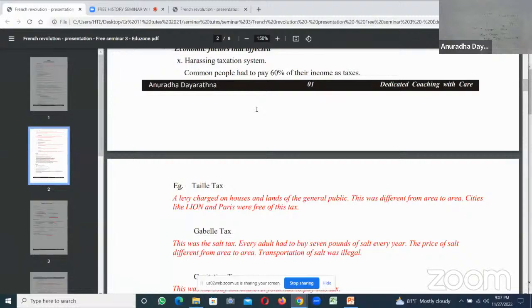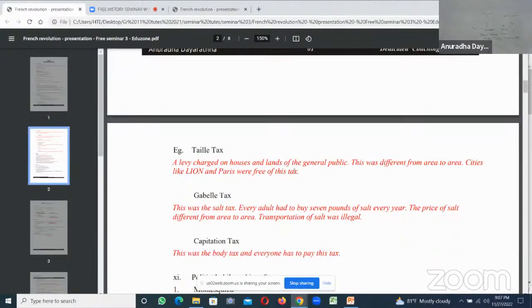That income goes to where? To the government. For the production of salt, they were not spending any amount. The price of salt was different from area to area. Transportation of salt was illegal. So this is the Gabelle tax.